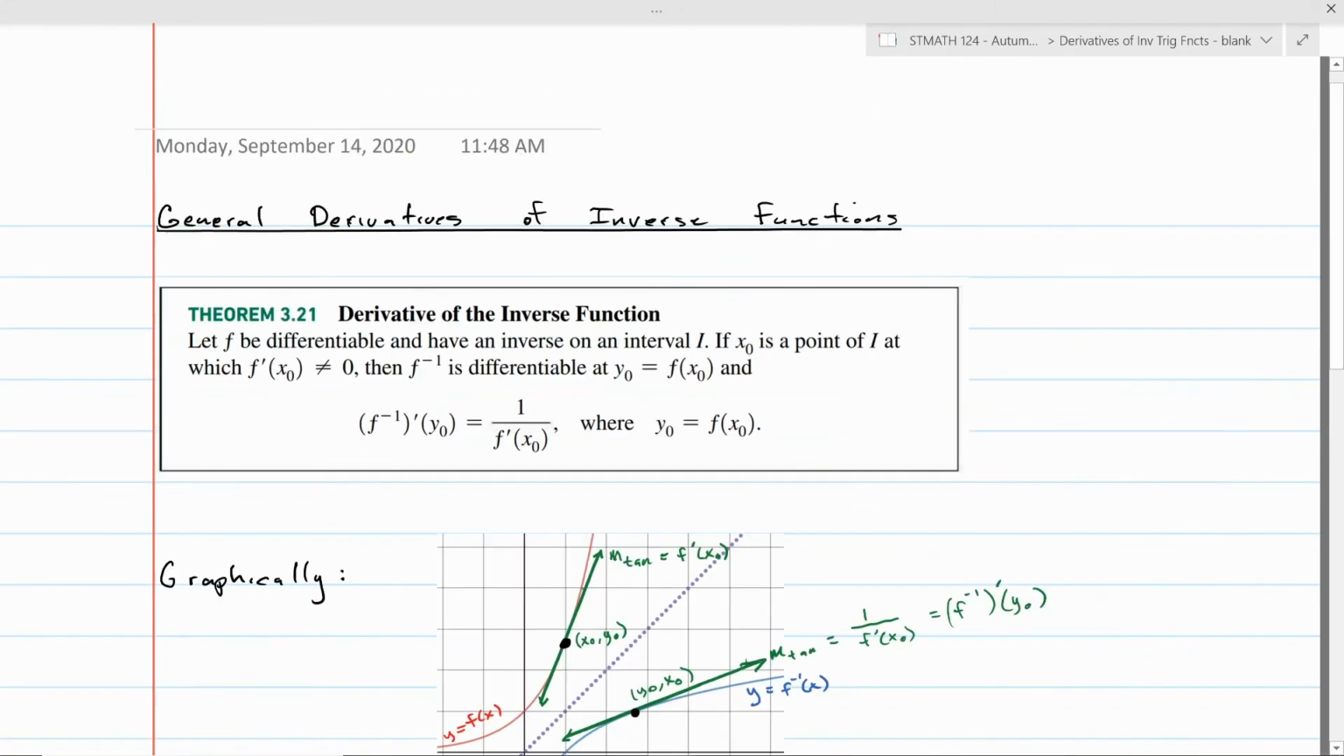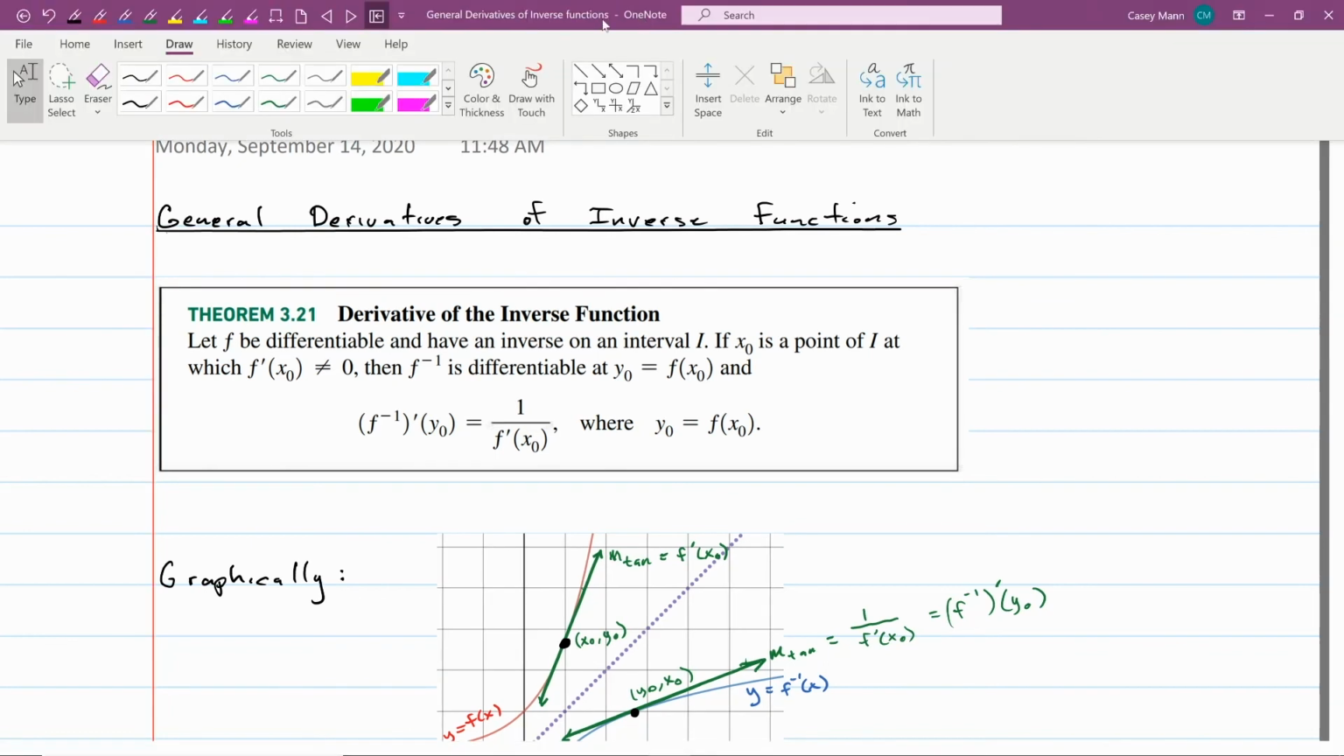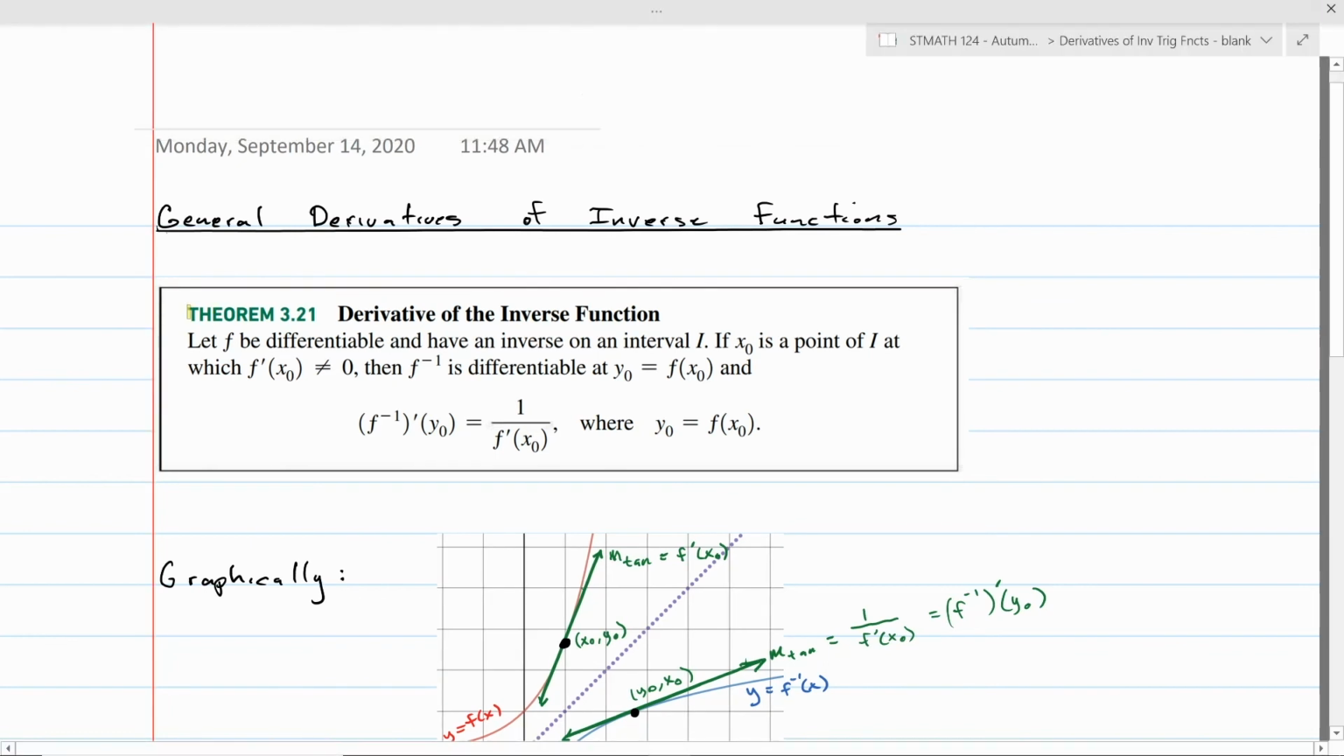It turns out that there's a general theorem that tells you how to calculate derivatives of any old inverse function. Could be an inverse trig function, could be whatever. If you have a function and you know it has an inverse, then this is a pretty cool theorem. It tells you how to calculate the derivative of the inverse function without even knowing what the formula for the inverse function is.